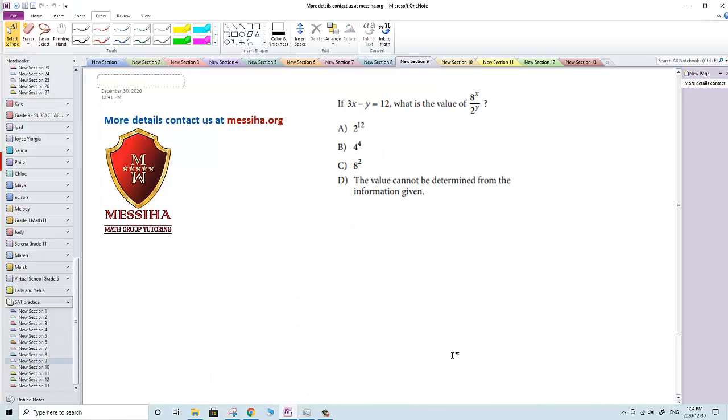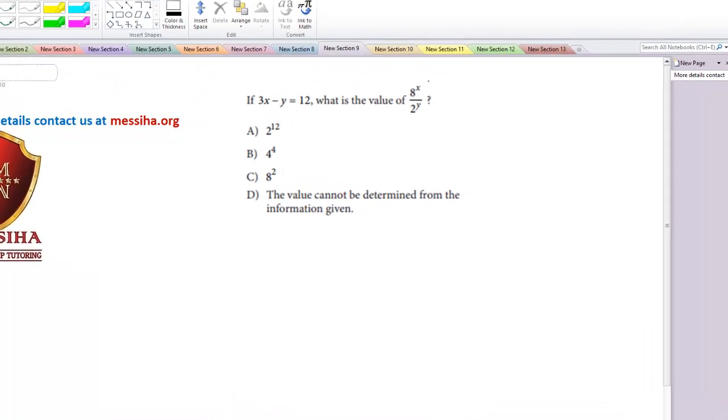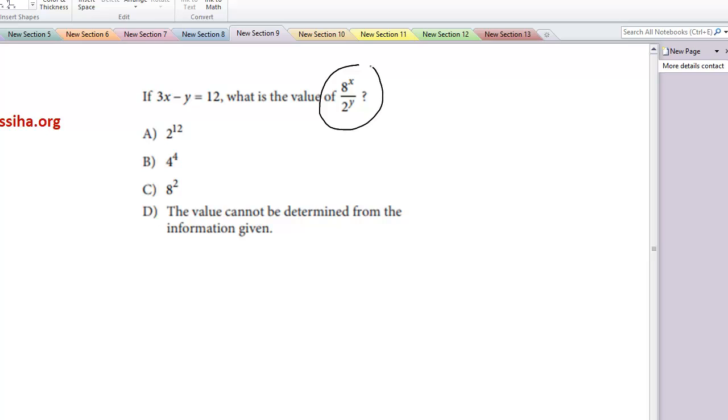Excellent. Another question. This question is very, very malicious. Why? Because you see something strange here. It's saying if 3x minus y equals 12, what is the value of 8 to the power of x over 2 to the power of y? From here, I feel that I need to know x and y. If I go to the first one, I will find an equation, and it's only one equation with two variables. x is the first variable, and y is the second variable. So how from one equation can I find two variables?